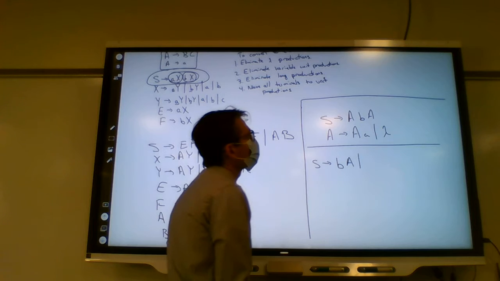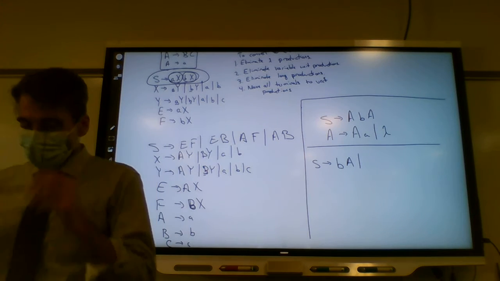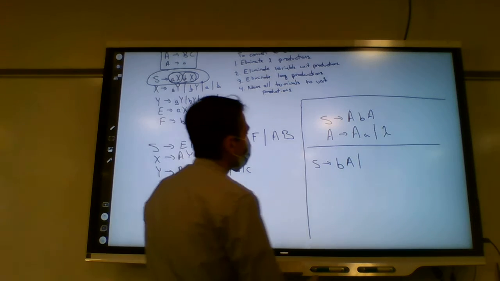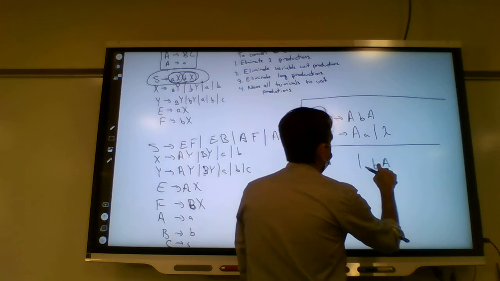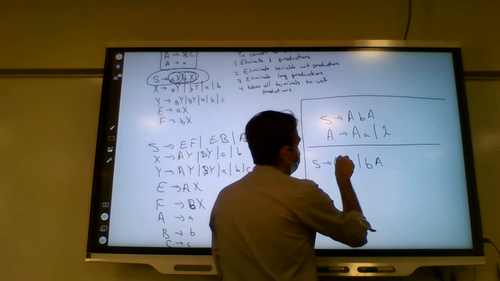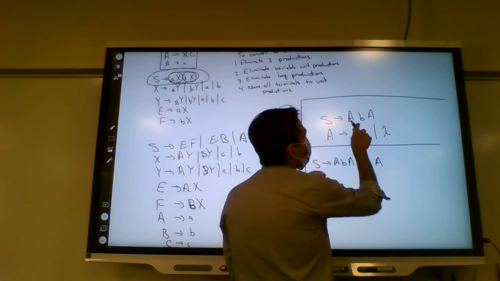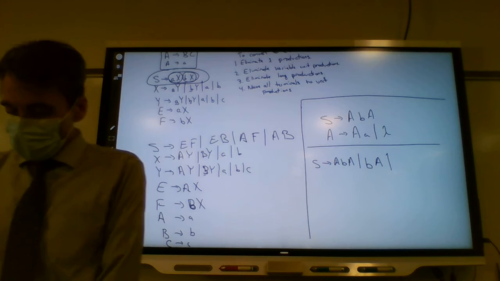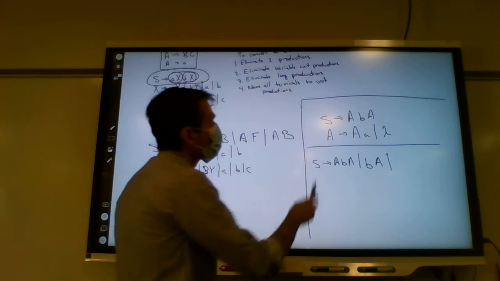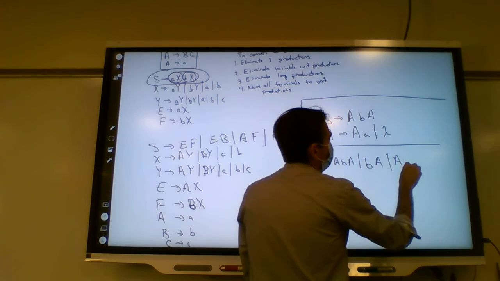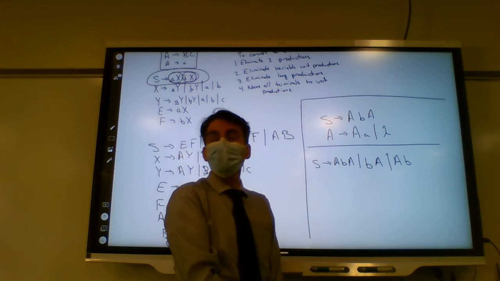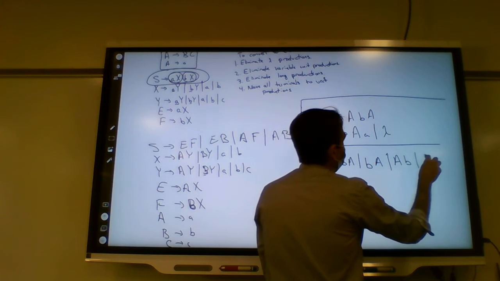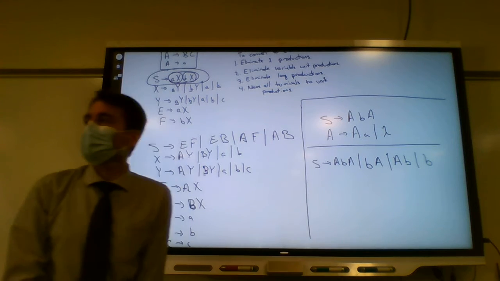Or it could become, well, let's keep the one that it could have already been, right? It still could have been ABA. Let's keep that. Then it could become BA, or it could become AB, or if both A's were eventually replaced with lambda, it could become just B.